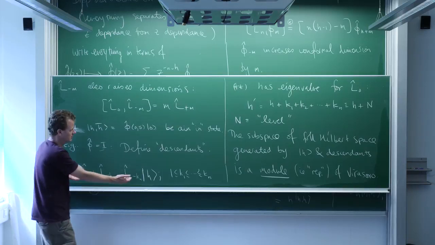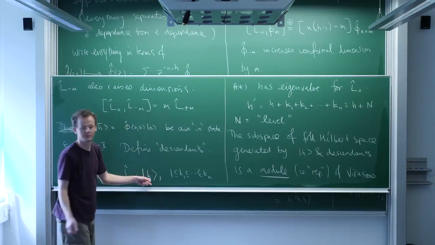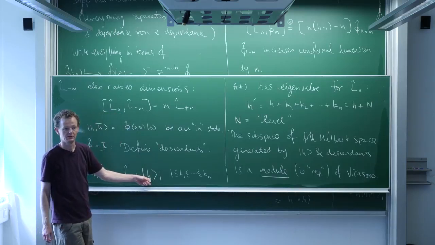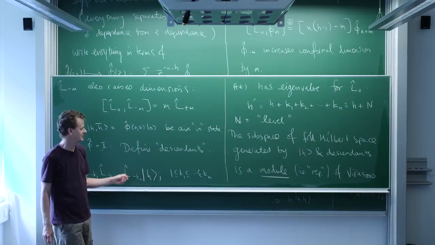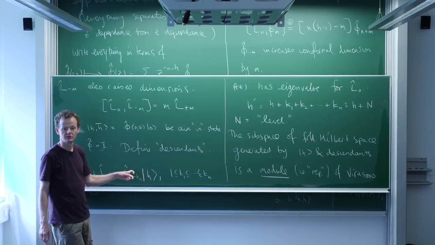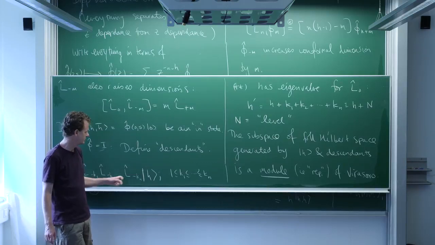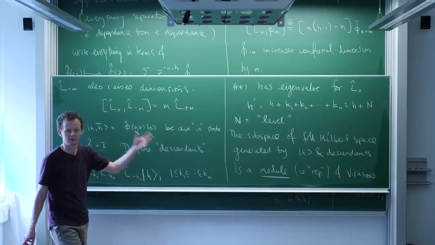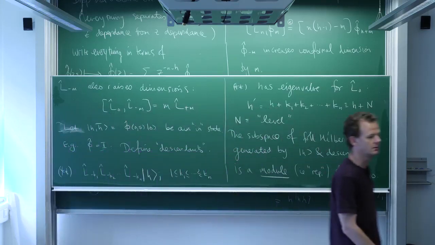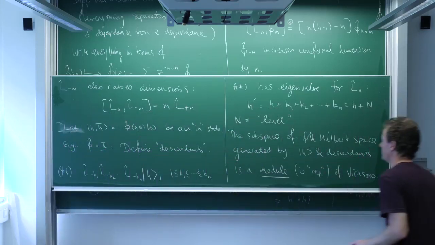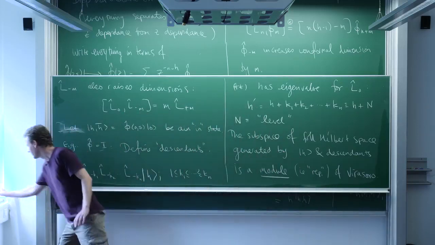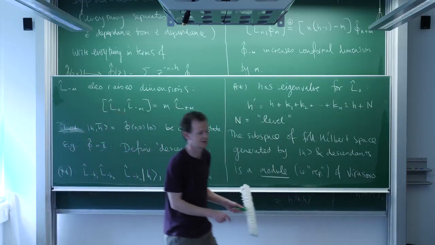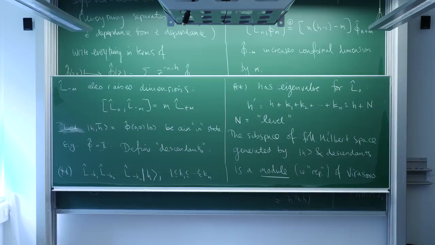It's not the full space because we could have applied a different primary field here. But this subspace has a very important property, namely that if you apply any Virasoro generator operator to a vector in the subspace, you stay in that subspace. So it's invariant under the Virasoro algebra. And such things are called modules. It's just the name in maths that we give to them. You can think of them as representations.